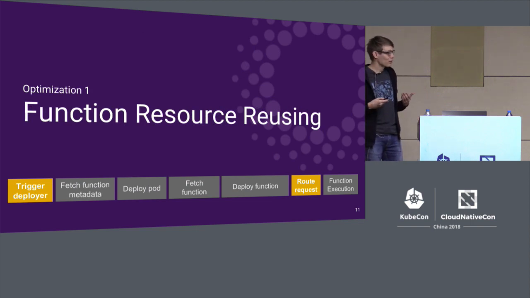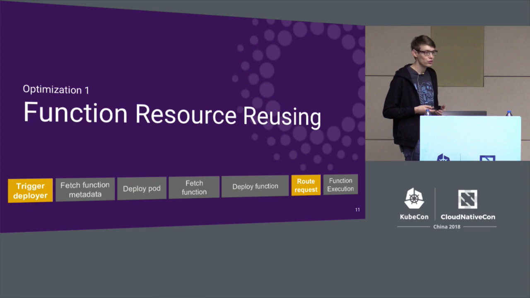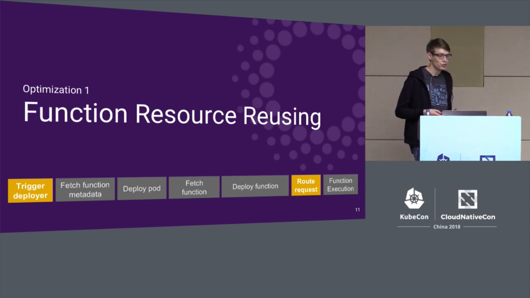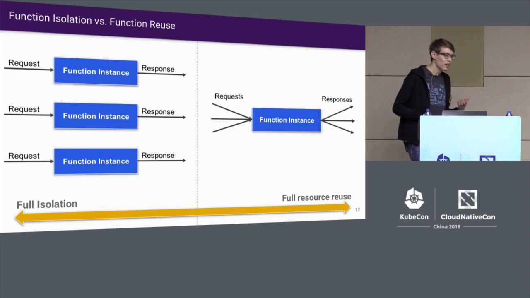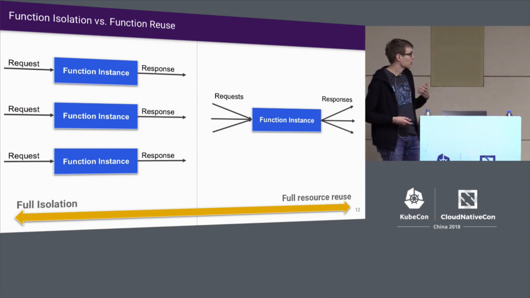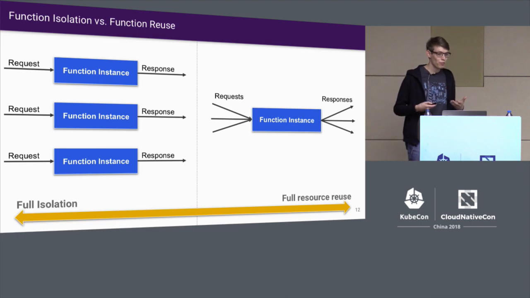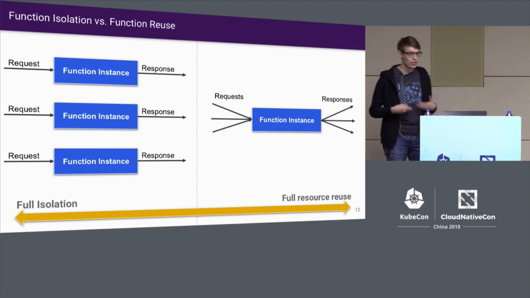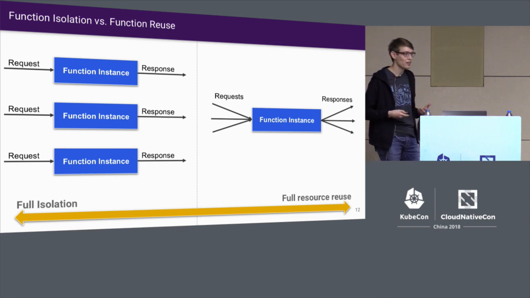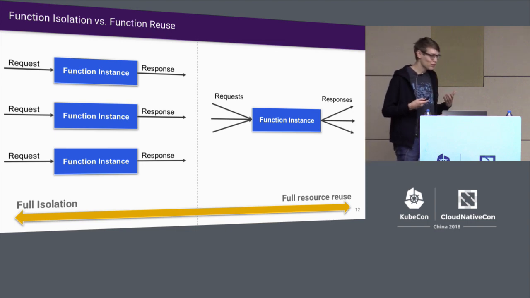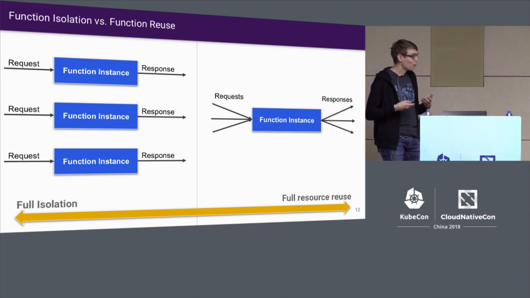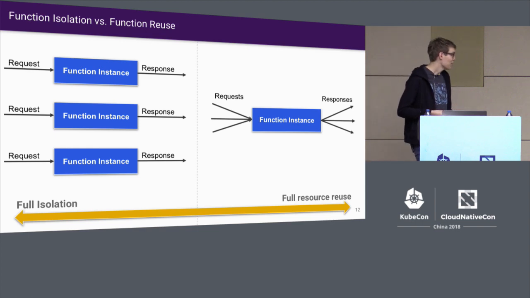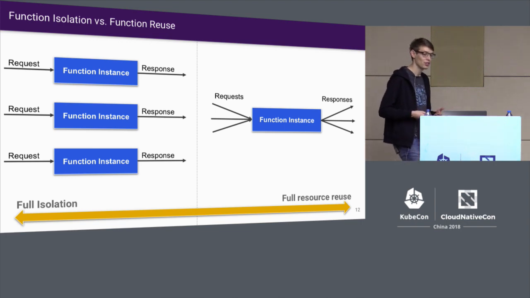So the first optimization is what we call function resource reusing, and the idea is basically to reduce the number of cold starts you do. The idea behind this is a bit of a theoretical one, because from the most theoretical point of view, you don't want your function executions to be able to influence each other at all. So in the most extreme case, you want to have a function instance per function execution. That also means that every function execution will have a cold start. And of course, you can try to avoid this by sharing function instances between function executions to be able to share these resources between the two.